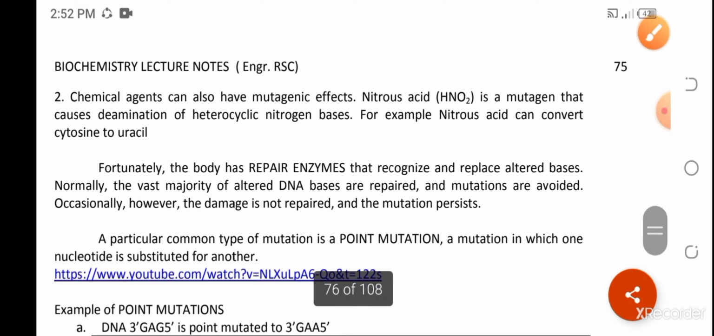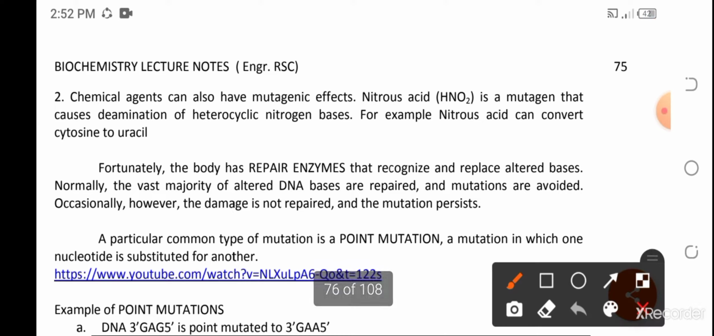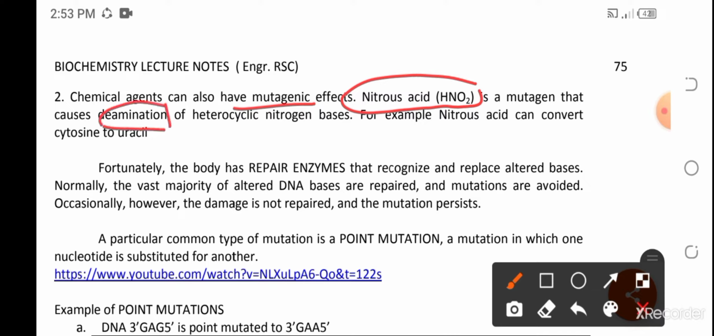Now, we also have chemical agents that have mutagenic effect. Example would be nitrous acid, HNO2, because this substance causes deamination. Natatanggal yung amine group of the heterocyclic nitrogen base. So, the cytosine could be converted to uracil if you had been exposed to these substances.